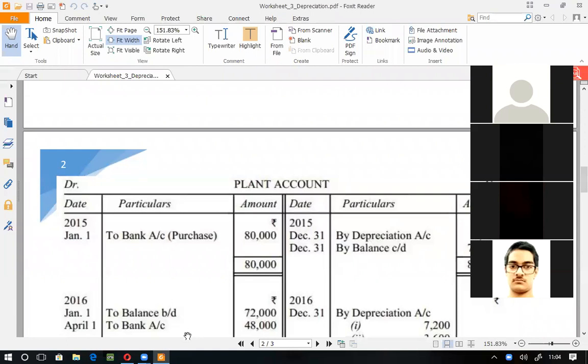So next what we'll do is we'll calculate the depreciation for 9 months. The cost of machinery is 48,000. 10% of this will be calculated only for 9 months. So 48,000 into 10 upon 100 into 9 upon 12. How much did you get?